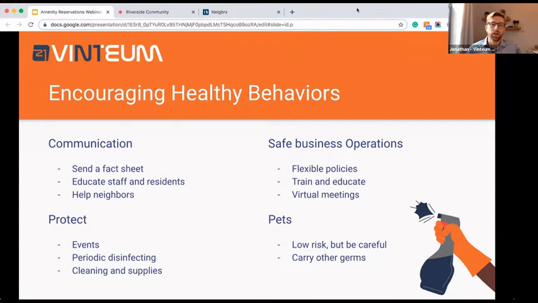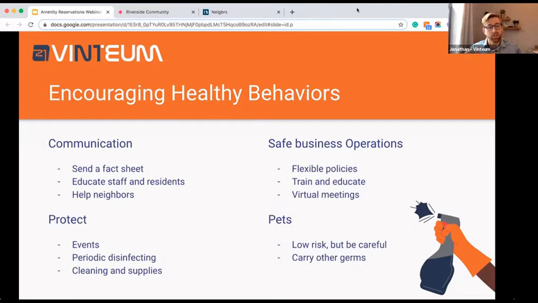In addition, we should educate our staff and residents. Consider those vulnerable individuals. What sort of special communications should we consider for them? How can staff reach out to them? In addition, what is that vulnerable set of individuals and how can we help them? Whether that's running to the store, that sort of stuff.